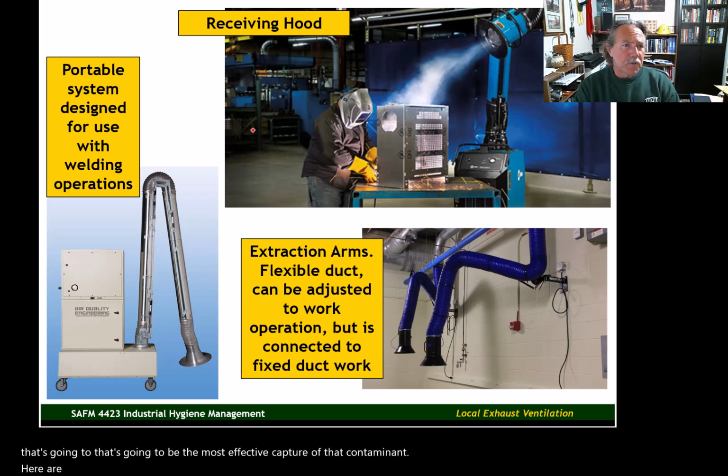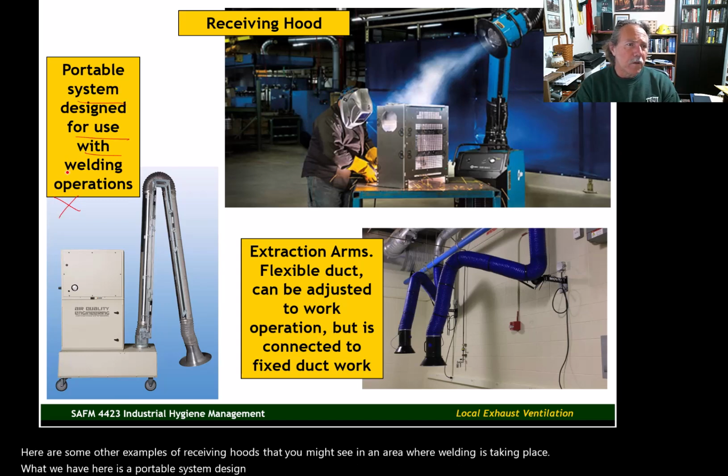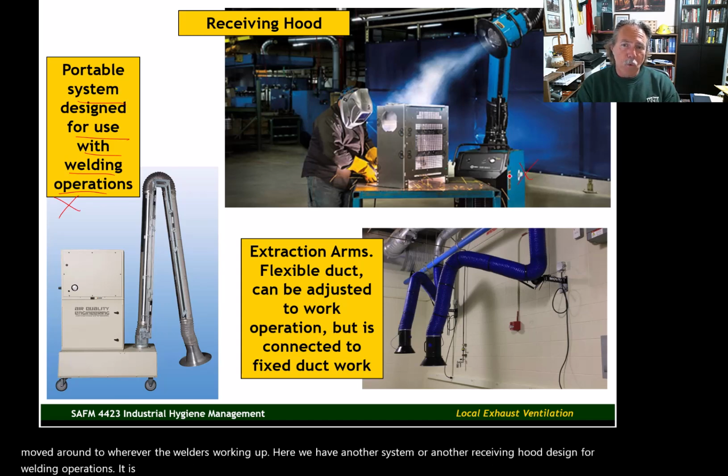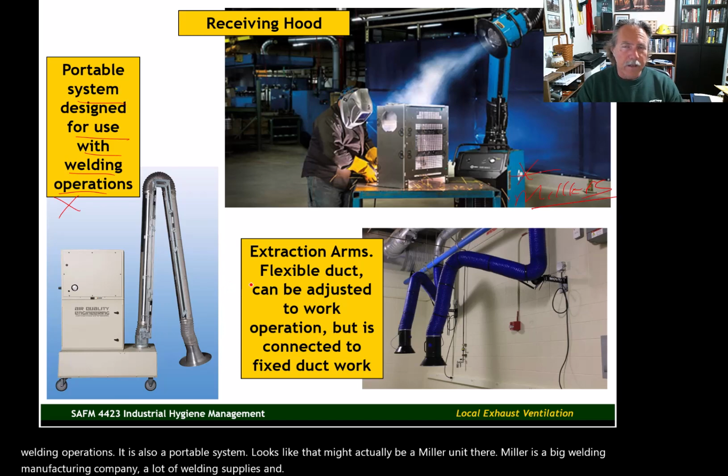Here are some other examples of receiving hoods that you might see in an area where welding is taking place. What we have here is a portable system designed for use with welding operations. It's mounted on wheels, on casters. It can be moved around to wherever the welder's working. Up here we have another receiving hood designed for welding operations. It is also a portable system. Looks like that might actually be a Miller unit there. Miller is a big welding manufacturing company, a lot of welding supplies and welding related tools.